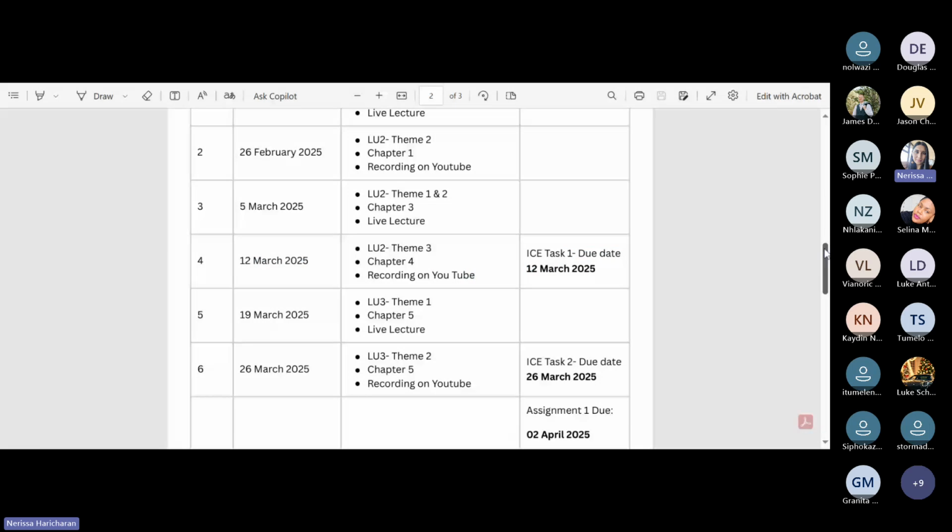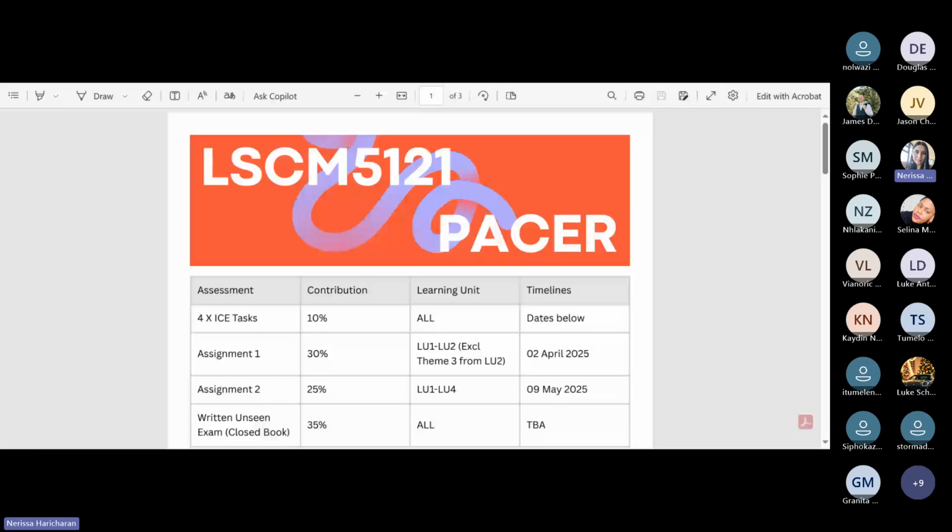Your assignment is available under student material. So make sure you go under student material and put in this module code, LSCM5121W, because you are distance learning or online. And then you will see assignment 1 and assignment 2 already preloaded there. So please make sure you at least get that going.